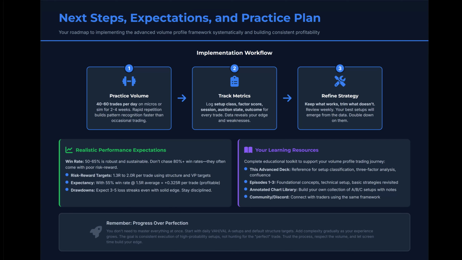Step 3. Refine strategy. Keep what works, trim what doesn't. Review your journal weekly. Look at your top-performing setups. If you're crushing A-grade setups at daily VAH during New York regular hours with a 70% win rate, do more of those. If you're struggling with B-grade setups during Asian overnight with a 30% win rate, reduce or eliminate those trades. Your best setups will emerge from the data. Double down on them. This is how professionals build an edge. They don't guess. They measure, refine, and optimize systematically.